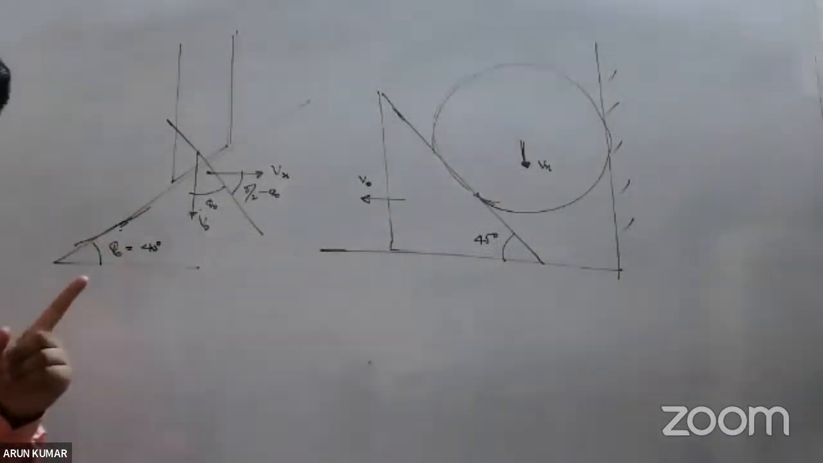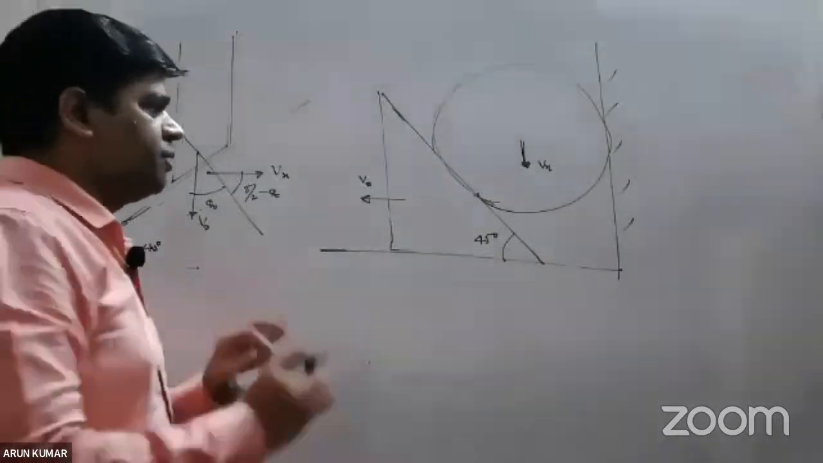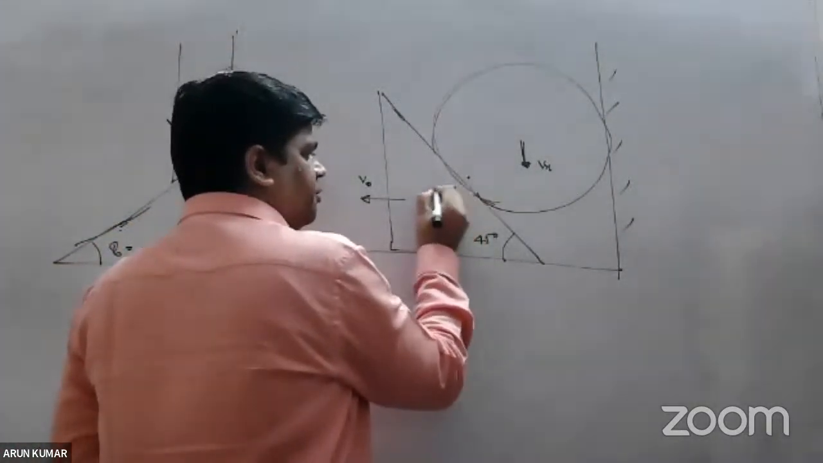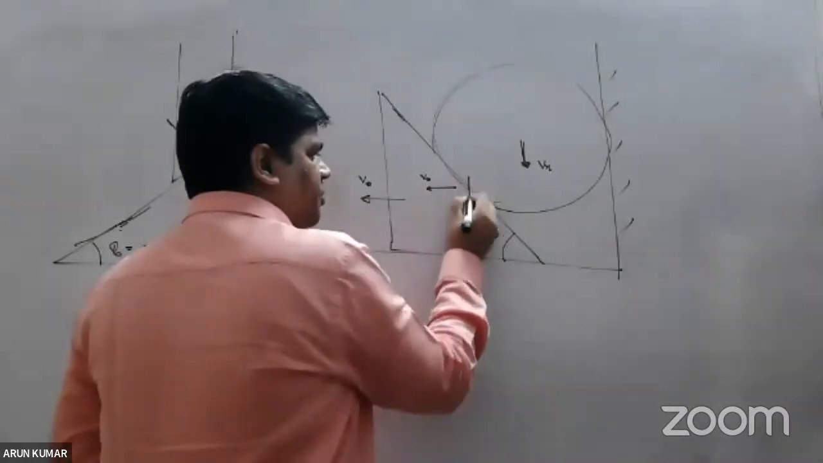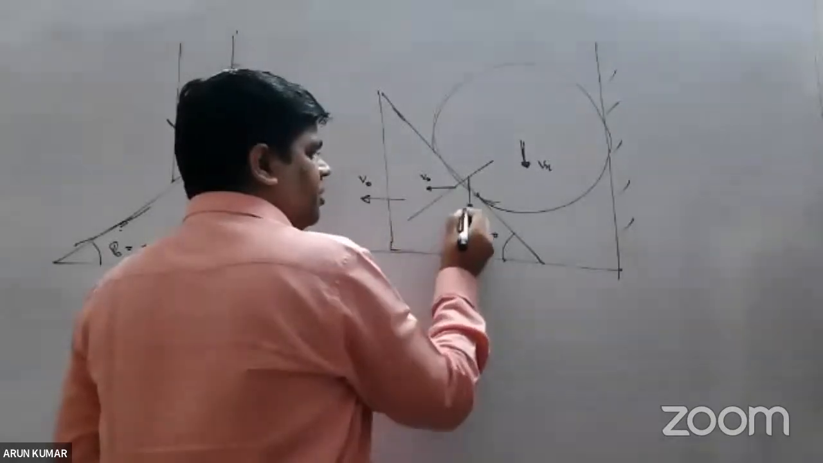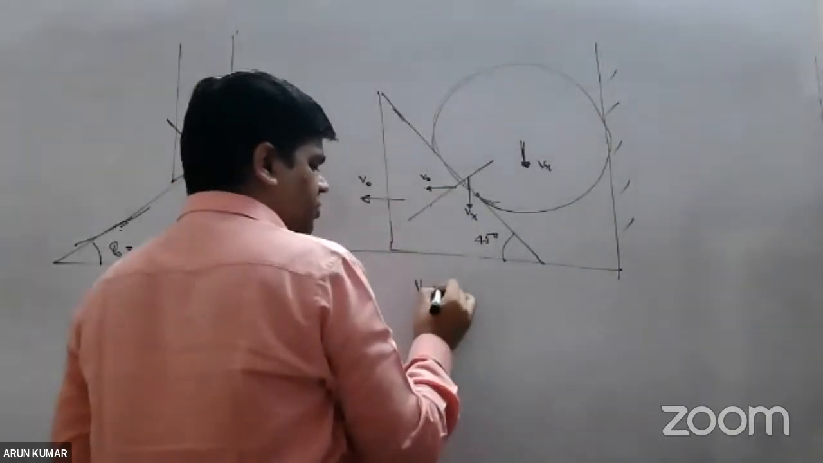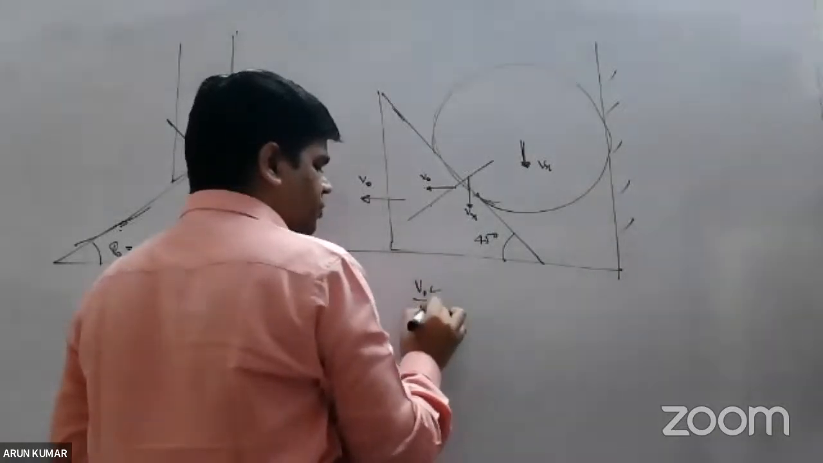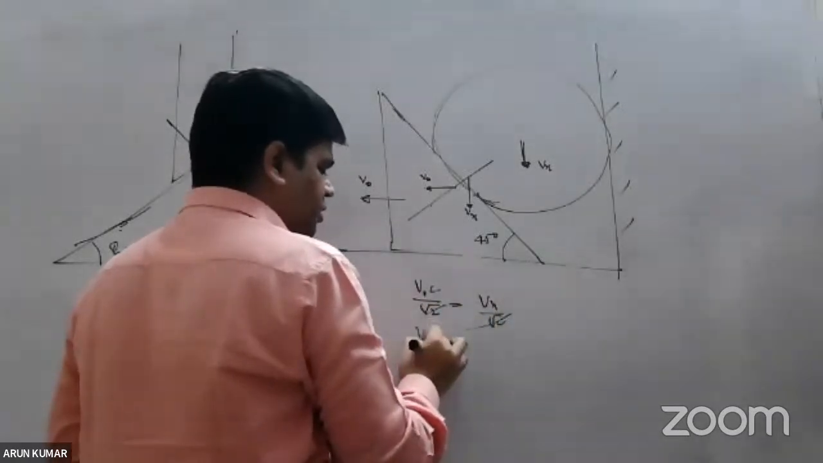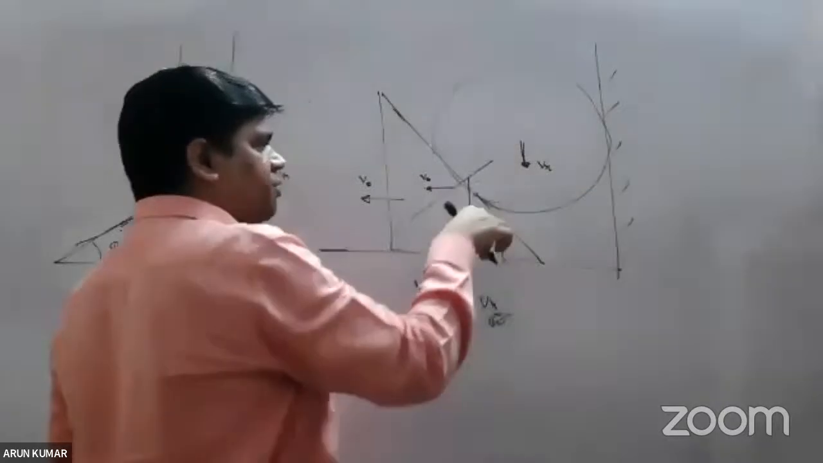Don't go by the formula. Formulas are misleading always. In physics, they're misleading. Let's go with logic. At this point and this point, I'll consider. This point is going towards left with v naught. This point is coming down with velocity vx. Along this normal, vx cos 45 is equal to v naught cos 45. So v naught cos 45, which is v naught by root 2, is equal to vx by root 2. Root 2 gets cancelled. vx is equal to v naught. So because this angle is 45, this is coming down with v naught.